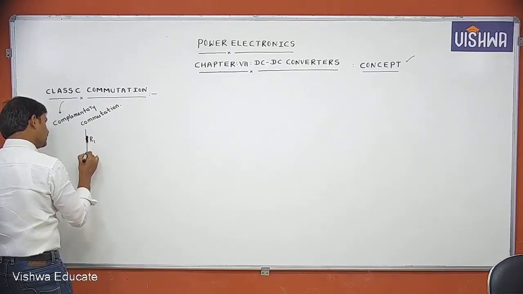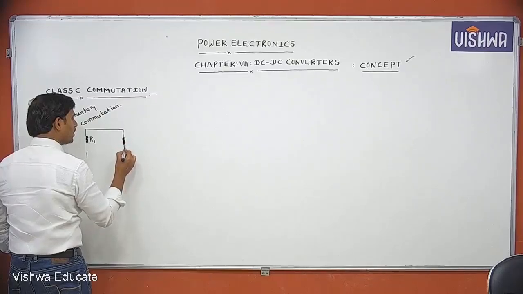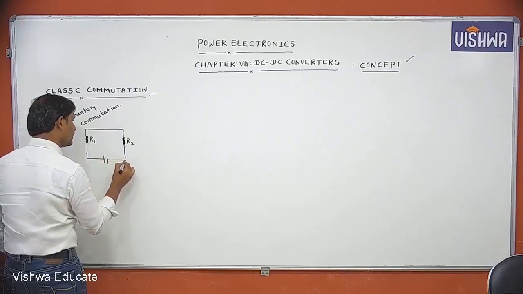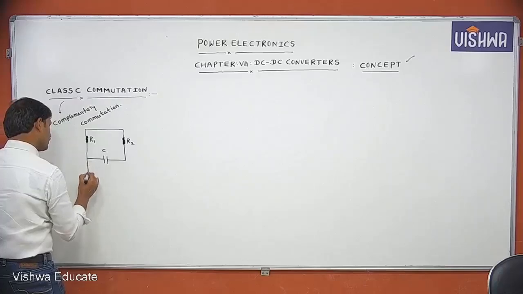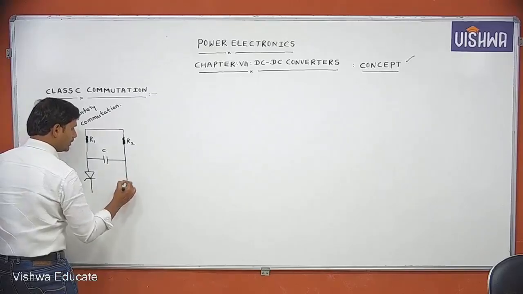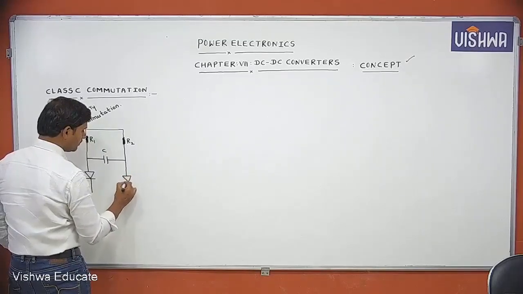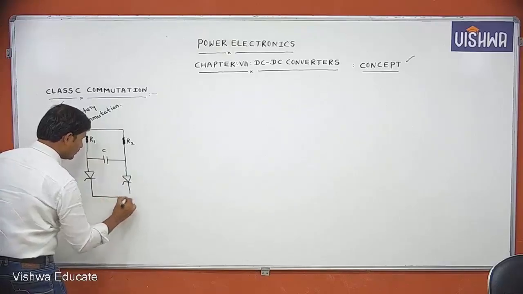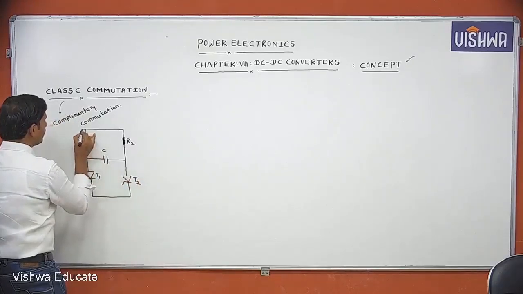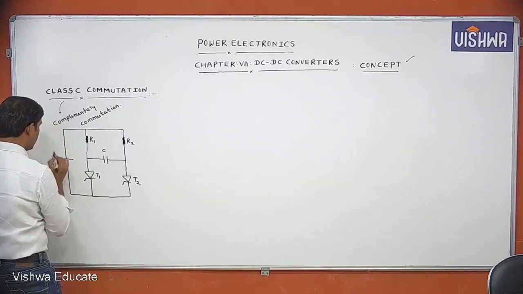This is R1. This is R2. Capacitor. This is T1 thyristor, and this is T2 thyristor. And the supply voltage is Vs.